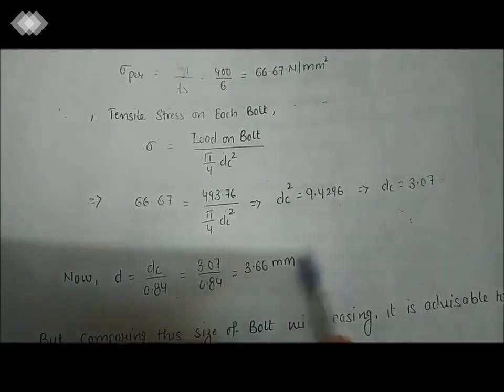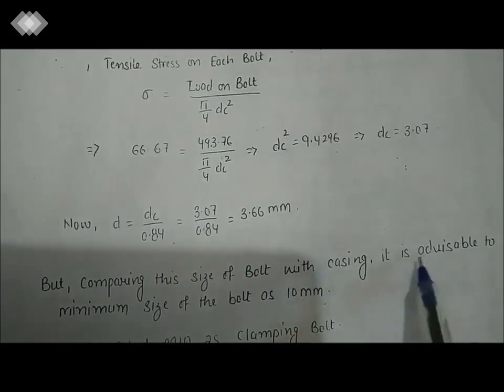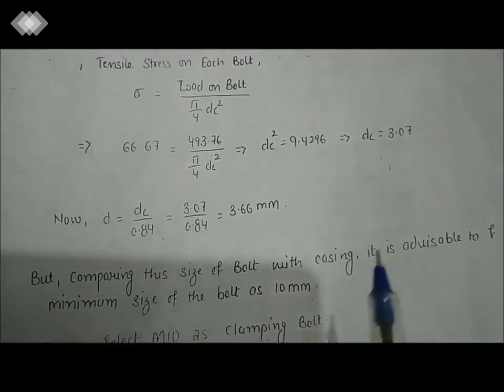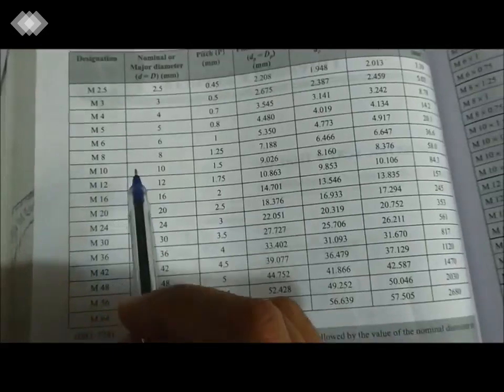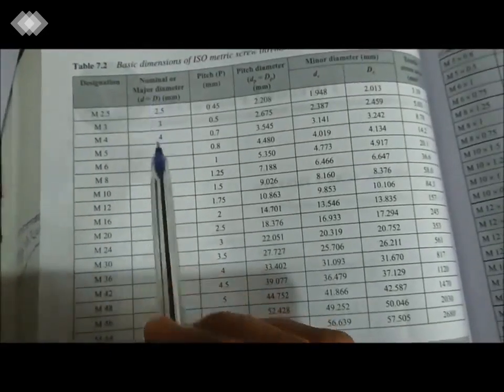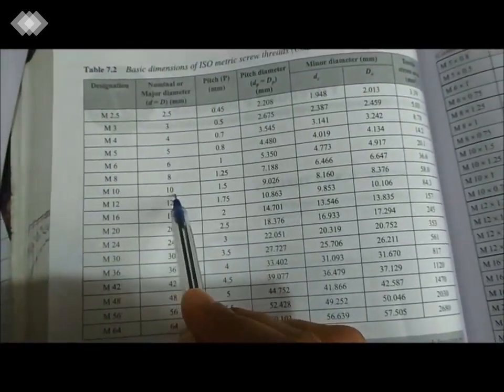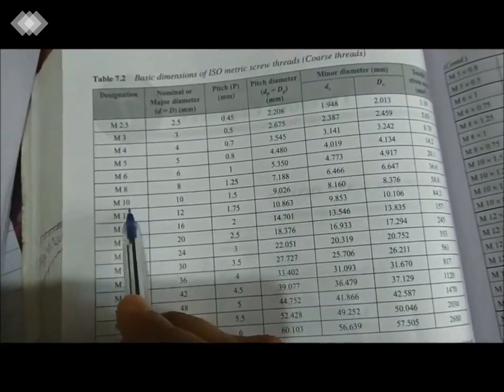So we get d is equal to 3.66. But comparing this size of the bolt with casing, the minimum size of the bolt must be 10 mm. So as we select D is equal to 10 mm, so it is M10.